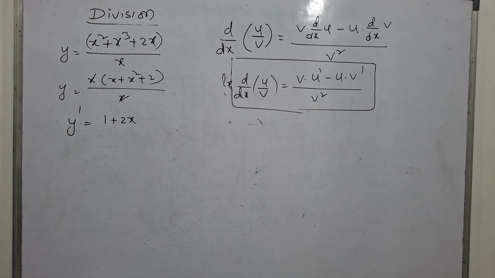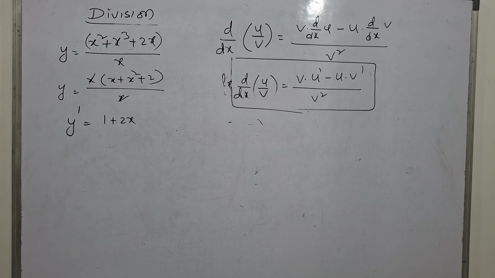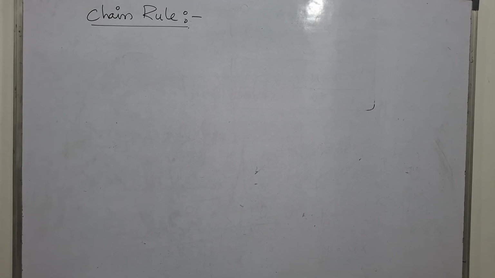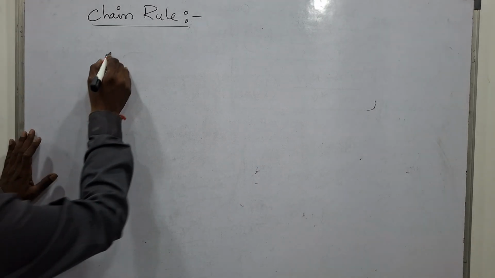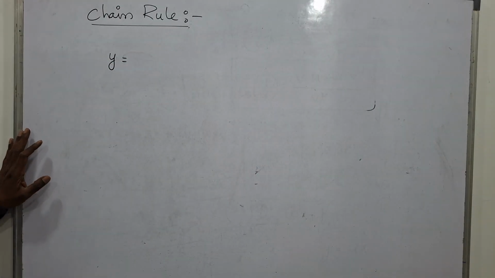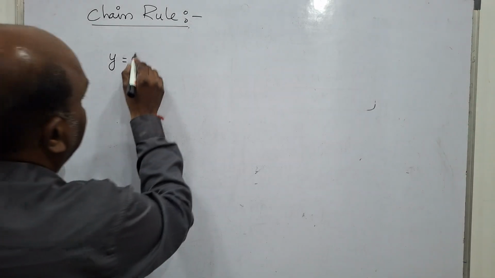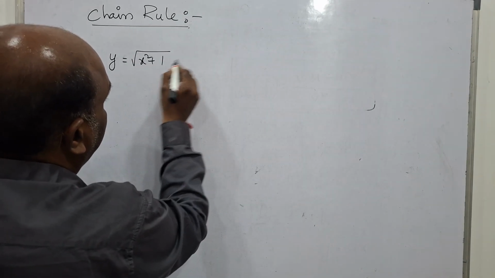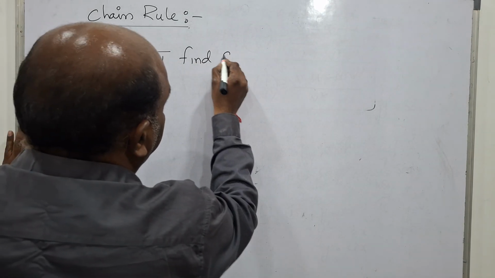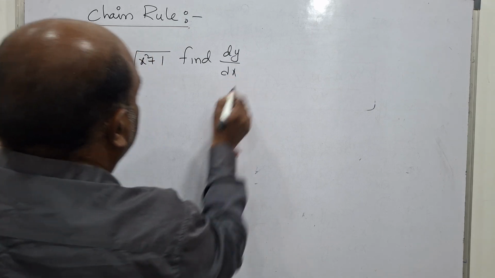Next we will go for chain rule. How to do chain rule? Very important. What is meant by chain rule? See here, till now we have only one variable, y is equal. Now one function I will give you, under root x square plus 1 beta, find dy by dx. This is the given function.